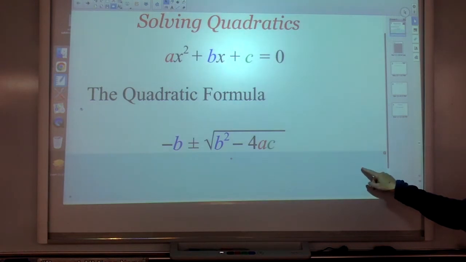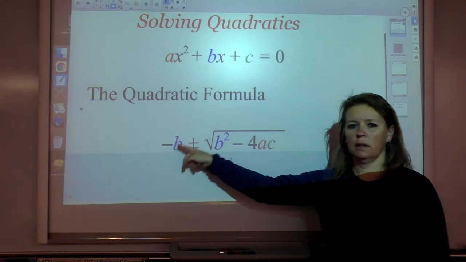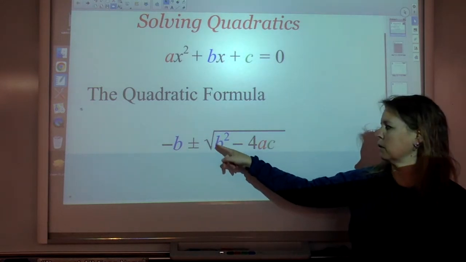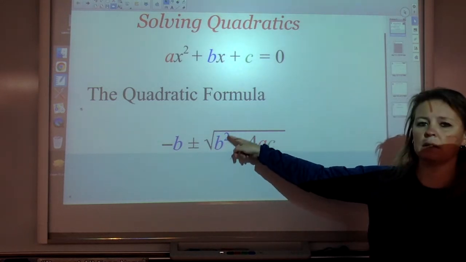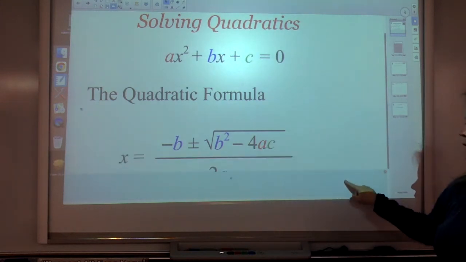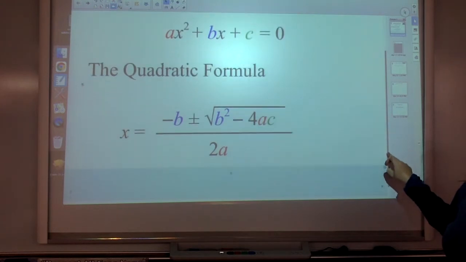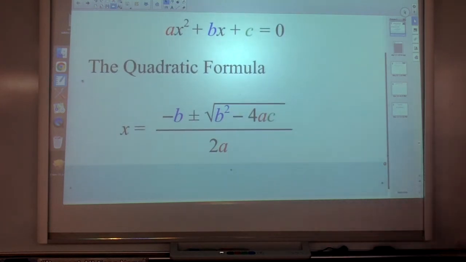Here it is, the opposite of b. Whatever b is, you want the opposite of it. Plus or minus the square root of, take b and square it, b squared, minus 4ac, but that's all over 2a. Negative b plus or minus the square root of b squared minus 4ac, all over 2a.